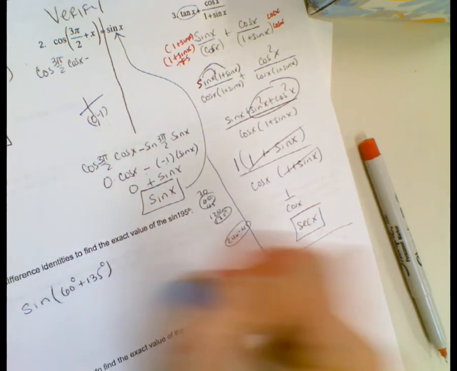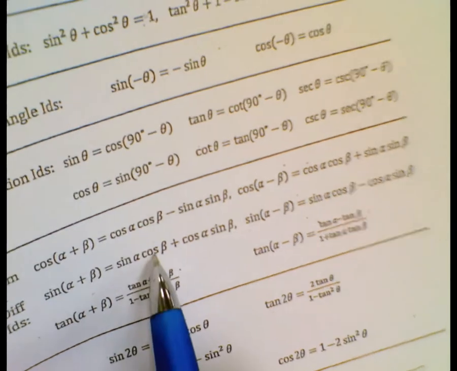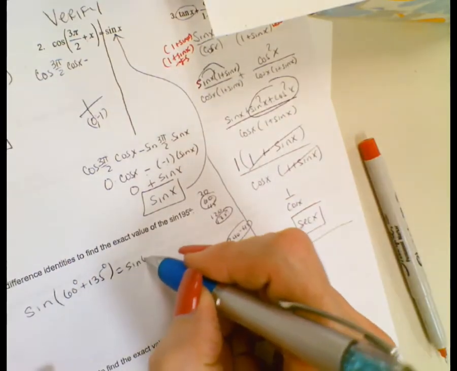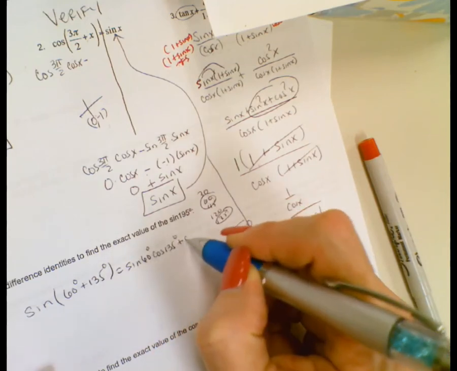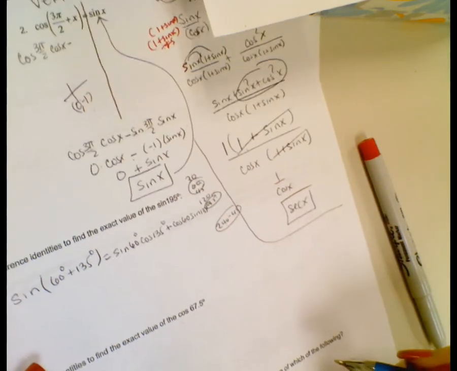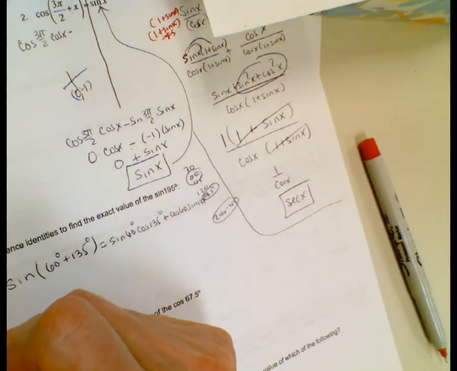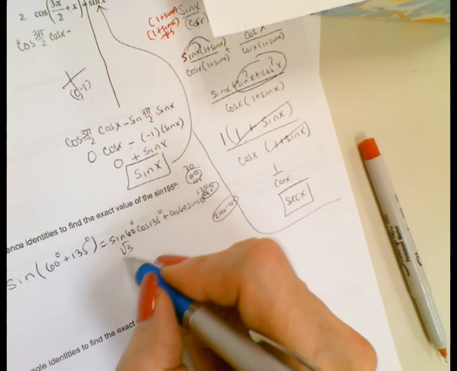That is 195 total. So the sine sum identity is sine cosine plus cosine sine. So we have sine of 60 cosine of 135 plus cosine of 60 sine of 135. Sorry, I'm running out of room there. Here's the 60 ordered pair. Sine of 60 is radical 3 over 2.